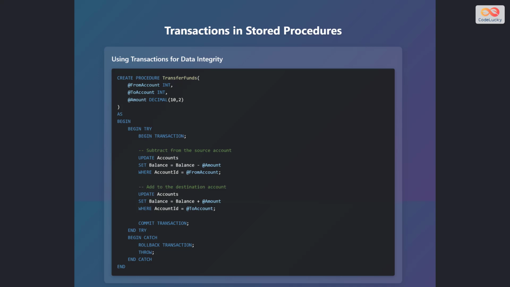If any error occurs, the control will be passed to the catch block. Inside the catch block, roll back the transaction using rollback transaction. This will undo any changes made during the transaction. Finally, throw the exception to signal that an error occurred.